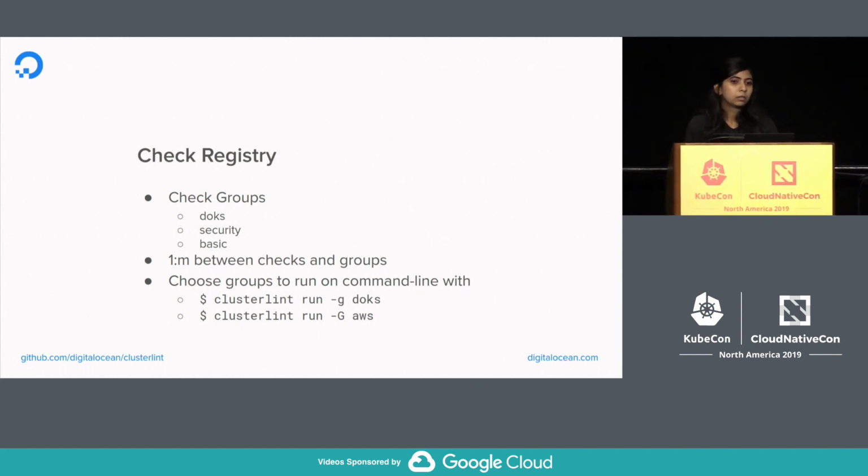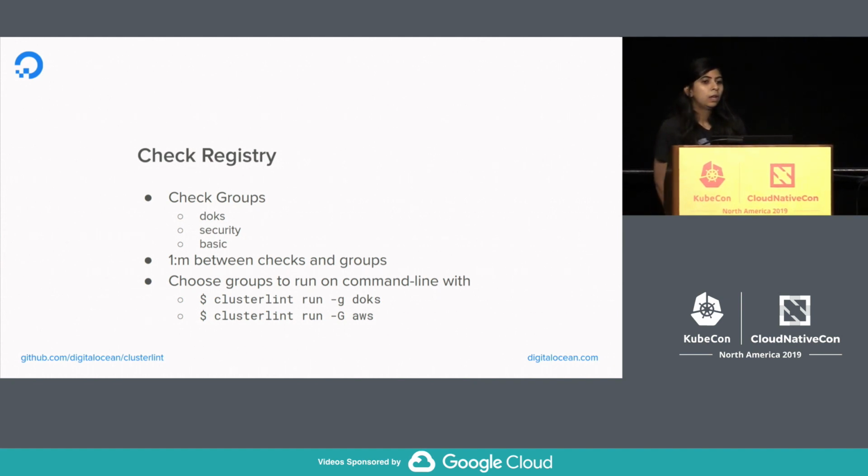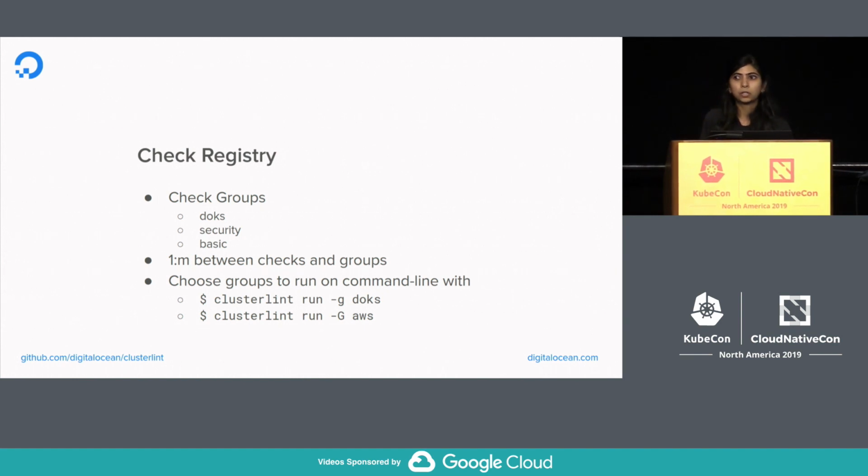A check can belong to any number of groups. This provides the cluster operators with the flexibility of choosing what checks are applicable for their cluster. For example, we have a bare pods check, which is in the basic group and the DOKS group. Bare pods check just identifies pods that don't have owners. Usually when a pod has deployment or job as an owner, they get rescheduled after a disruptive operation like an upgrade, but bare pods don't.